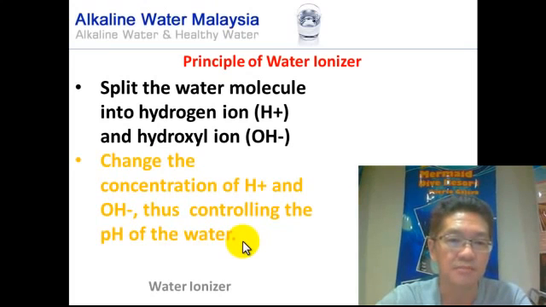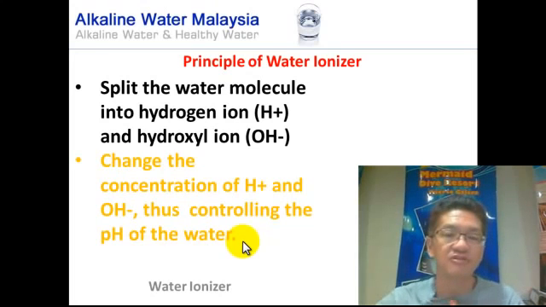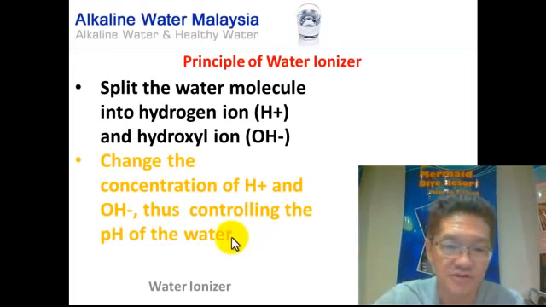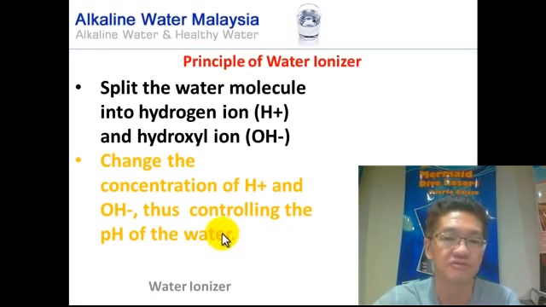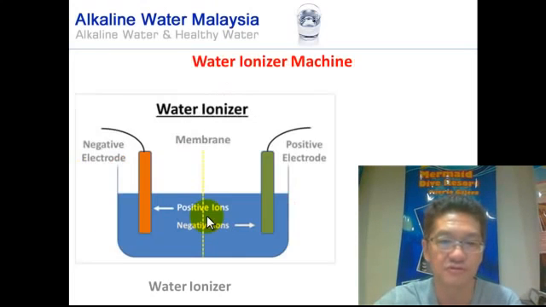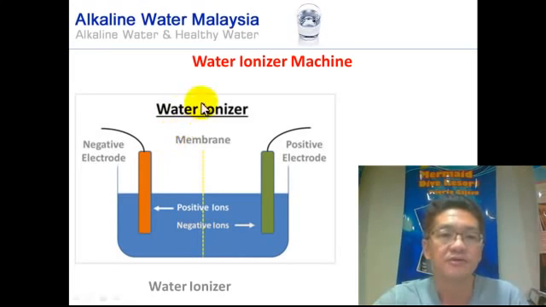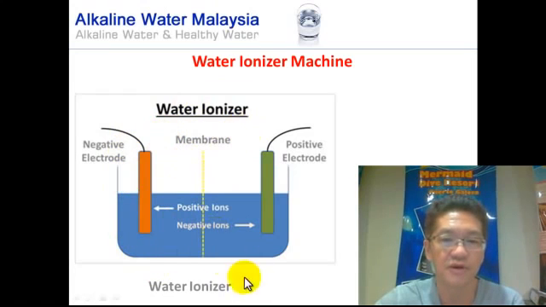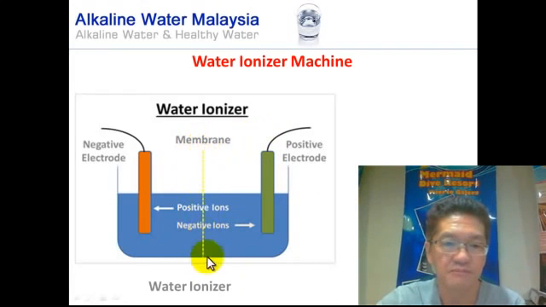Now, by applying different current, we can actually change the concentration of hydrogen ions and hydroxyl ions, therefore controlling the pH of the water. Now, this is a basic design or structure of a water ionizer. As you can see, it consists of two chambers. This is a simplified diagram just to illustrate what a water ionizer is. There are two chambers separated by a special membrane.